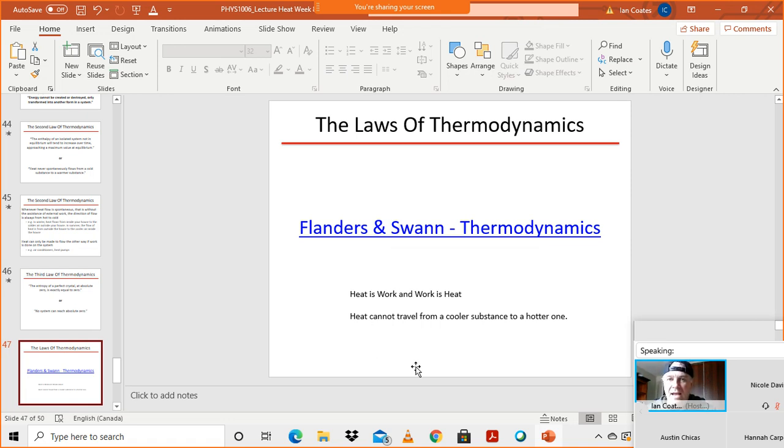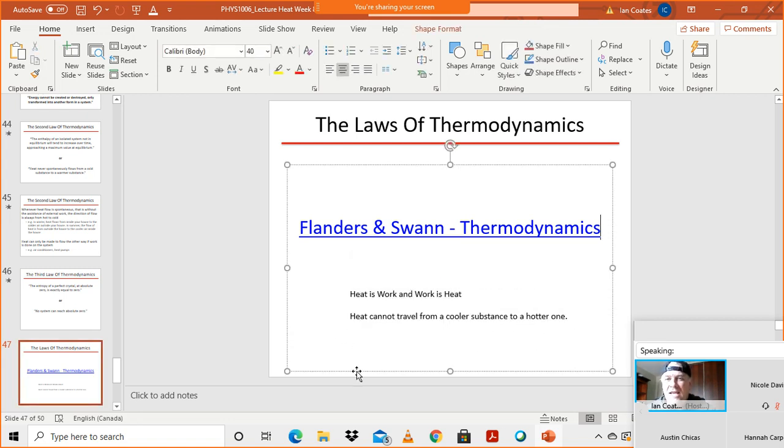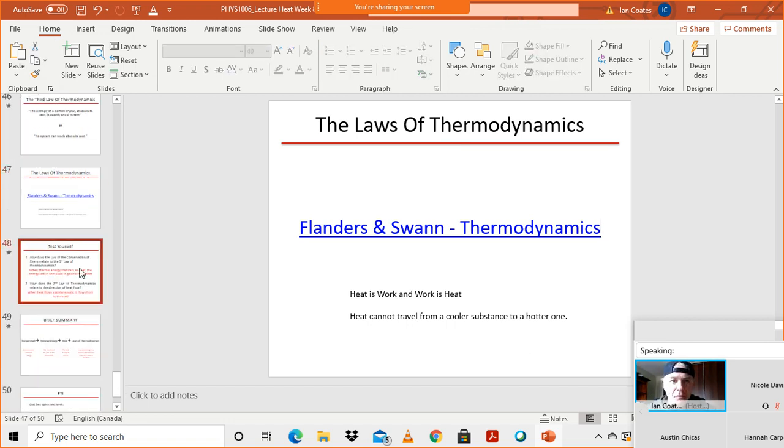Okay. And the two things I want you to get from that are: heat is work and work is heat. Heat cannot travel from a cooler substance to a hotter one. Have a look at those, okay?